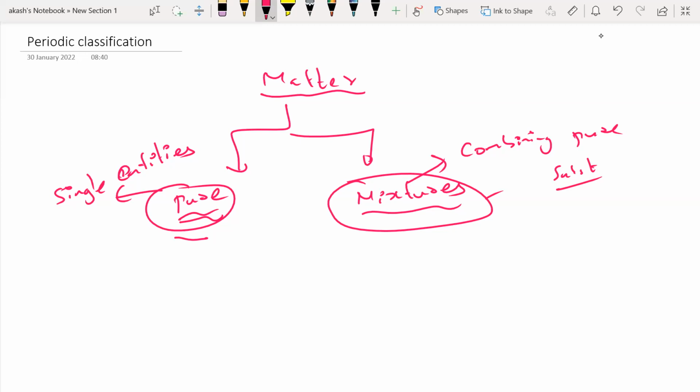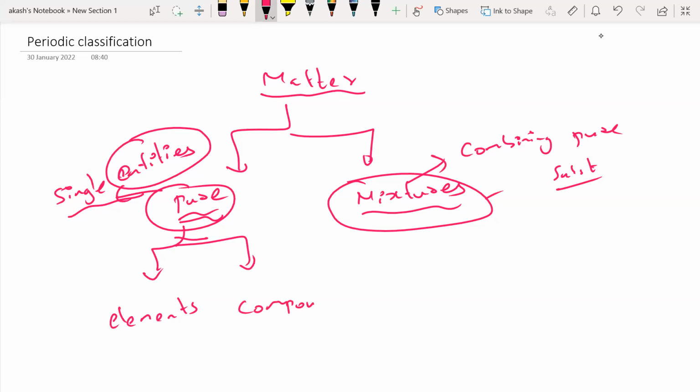All right, fine. Now, based on what the single entity is, based on what type of entities we are talking about, I can further classify them into two types. Your pure substances can be further classified into elements and compounds.